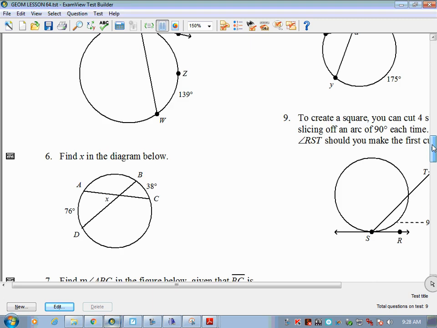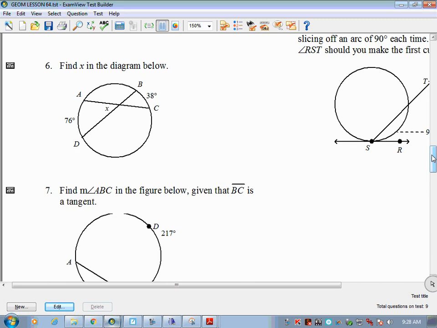All right, number 6. Find X in the diagram below. Minor, have I picked on you much? Minor, how am I going to find X? 76 plus, you said 38? Divided by 2. 76 plus 38, we know we're going to get probably, what, 114? Yeah. 114 divided by 2. 57, I hear several people say 57 degrees.